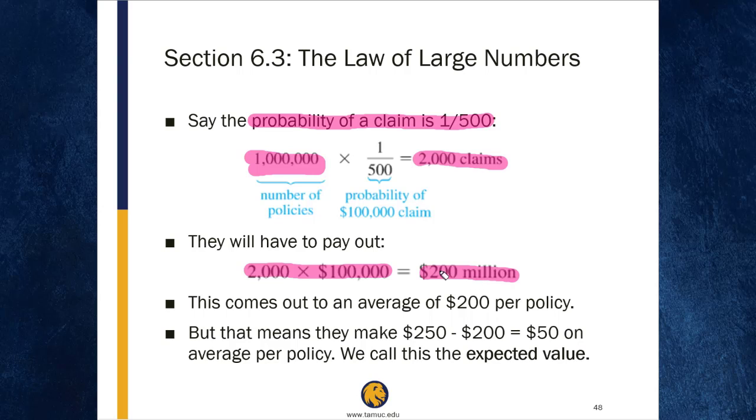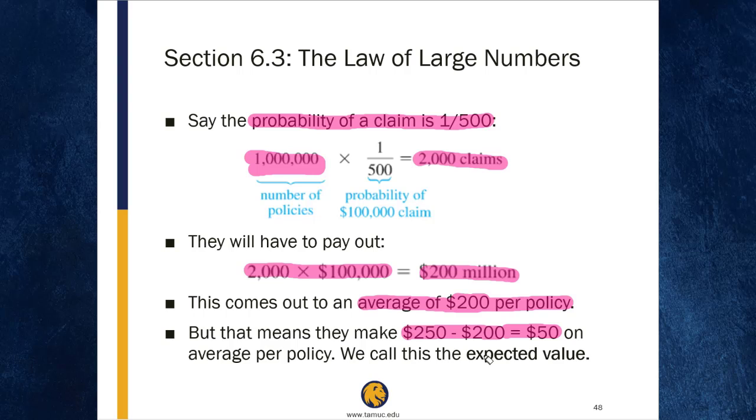The thing is, they're going to have to pay that out, but they're collecting the money for 1,000,000 policies. So the amount that they're paying out actually comes out to an average of $200 per policy, which is actually going to net them a profit if they charge $250 a policy. If they're charging $250 a policy and on average paying $200 out per policy, then they're going to get around $50 on average per policy in profit.